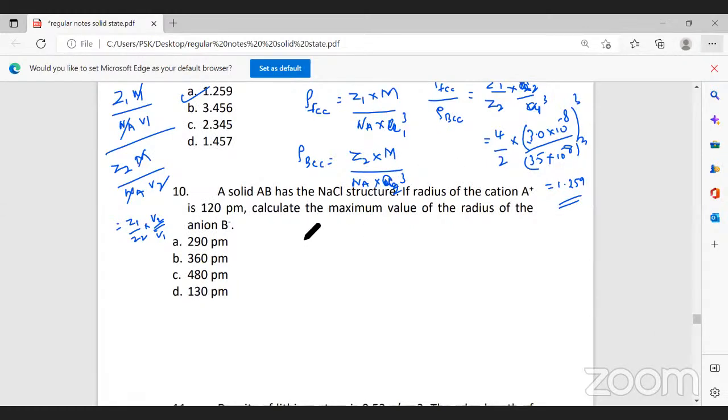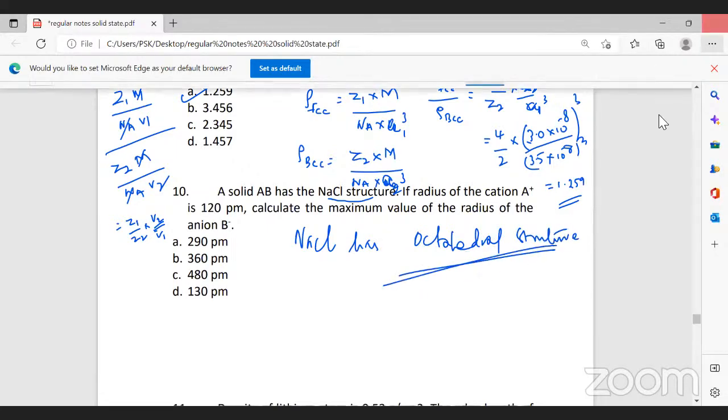Okay, good. So the next problem: a solid AB has sodium chloride structure. If the radius of cation A plus is 120 picometers, calculate the maximum value for the radius of the anion. So this formula is based on something called radius ratio. Sodium chloride has octahedral structure.